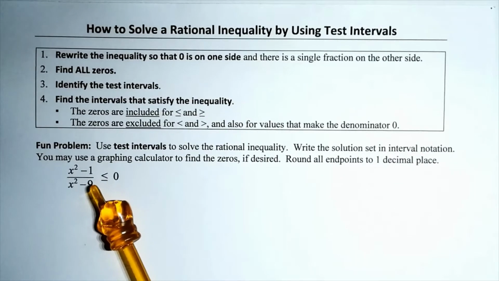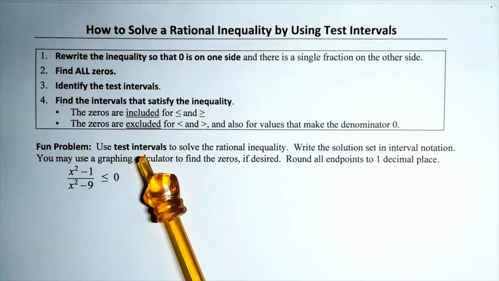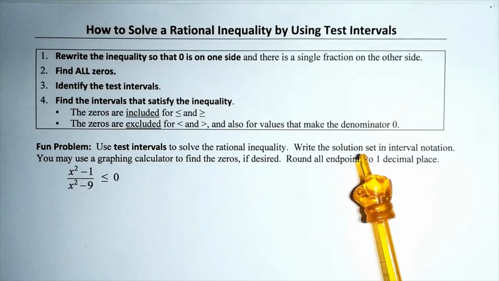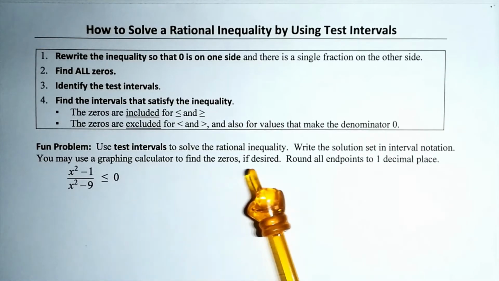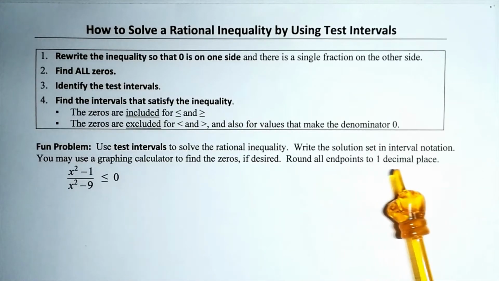We are not given the green light to solve this however we like. We have to use test intervals, so it's this technique or bust. We are asked to use test intervals to solve the rational inequality. We are asked to write the solution set in interval notation. We may use a graphing calculator to find the zeros if we like, or we can freehand it, and we are asked to round all endpoints to one decimal place.